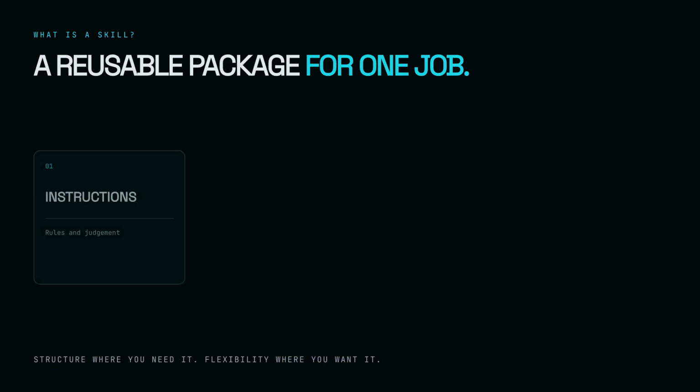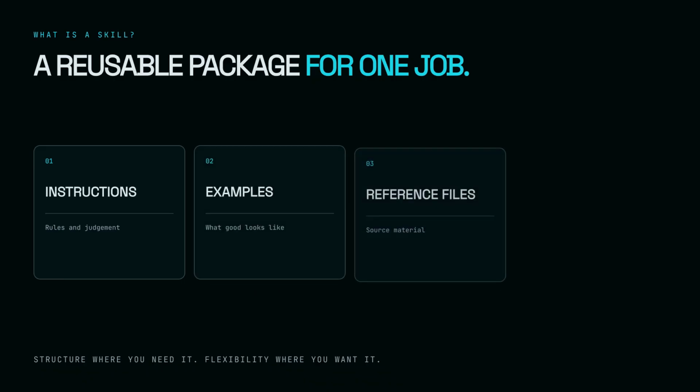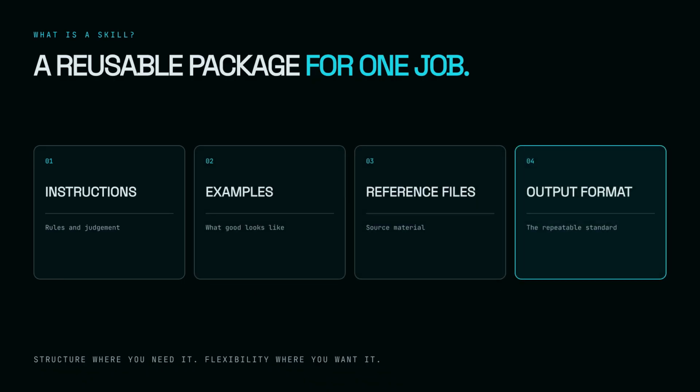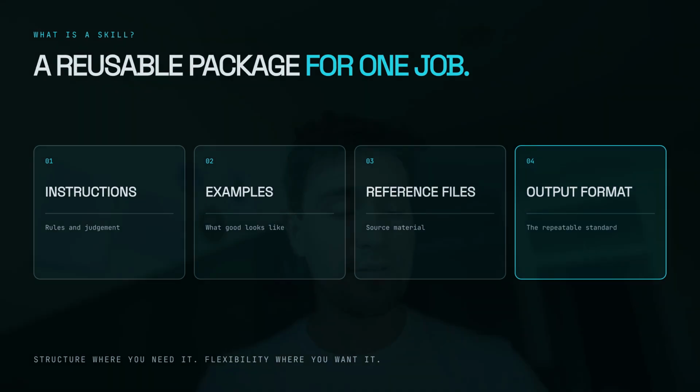It's basically a long prompt that you can activate just by selecting a skill. Depending on what you want the skill to do, you can add or remove different bits. For example, a skill could contain instructions, examples, reference files, documentation, and output format as well for a particular job. It lets you decide how structured and formatted a result should be every time, and how much flexibility the AI has within that structure.